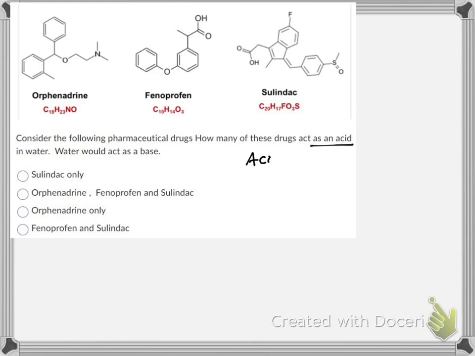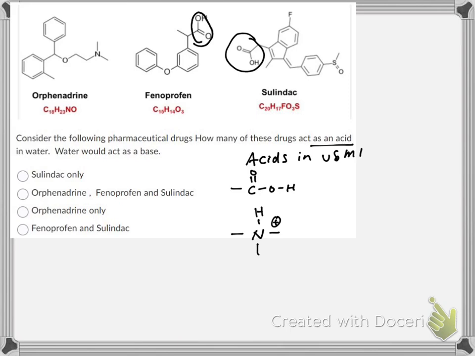We want to identify functionality, acids. All right, in the acids summary, acids in Unit 6, Module 1 are COOH, or a positively charged nitrogen, positive charge with 4 bonds to the nitrogen. All right, so that means Solendac has this group, phenylprofen has this group, but orphanedrine does not. It has a neutral nitrogen. It needs to be a positively charged nitrogen to be an acid. That would give us answer D.